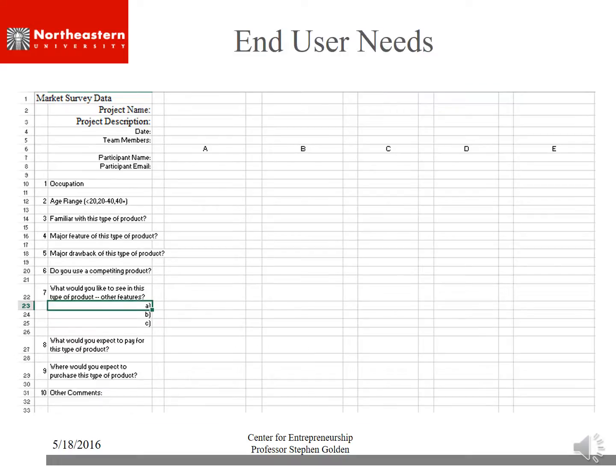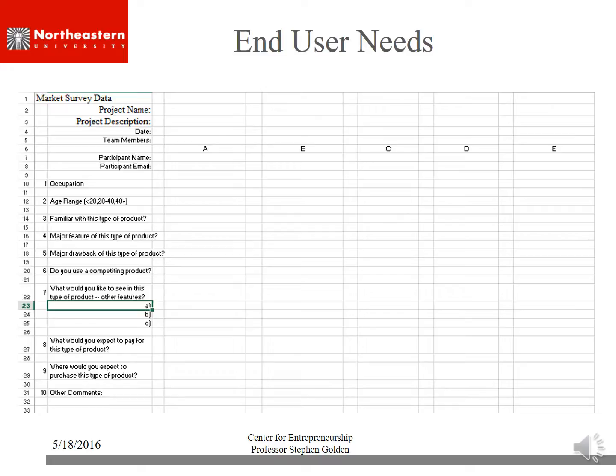Then we want to talk about end user needs. This is an example of a survey document. This is a pretty simple survey. It's 10 questions. You really don't want to have a lot of questions. And this is where we just go out and we survey potential customers, and we try to figure out what their age is, what their occupation, and this can be kind of guessed, could be a little bit nebulous. But then you want to get into the product.